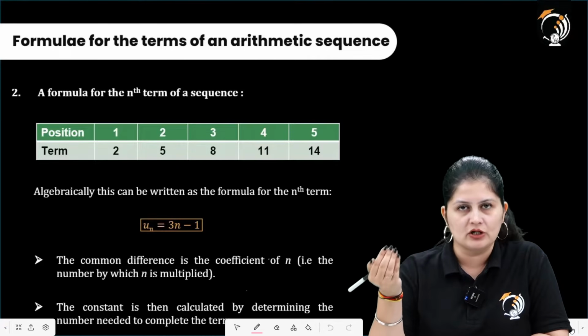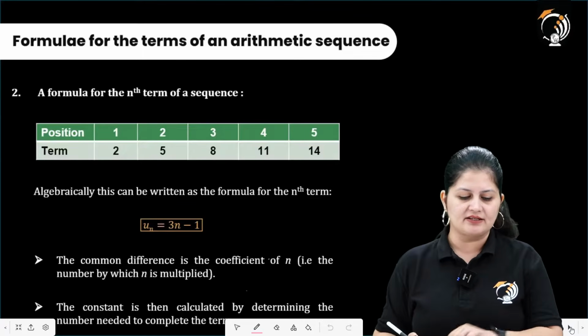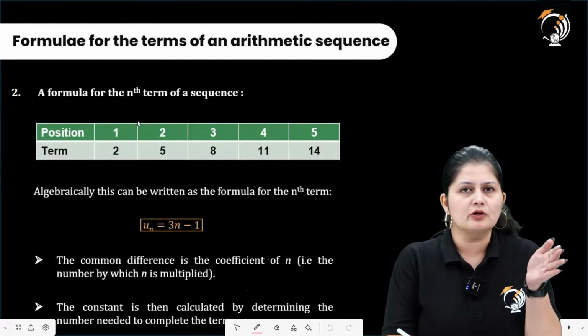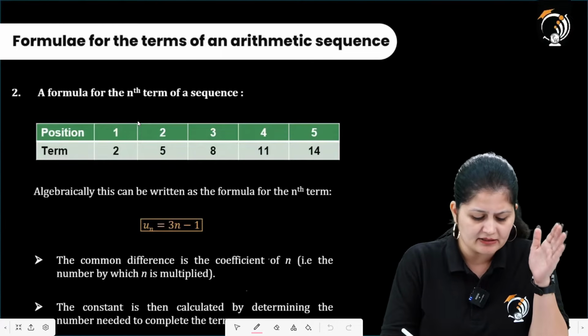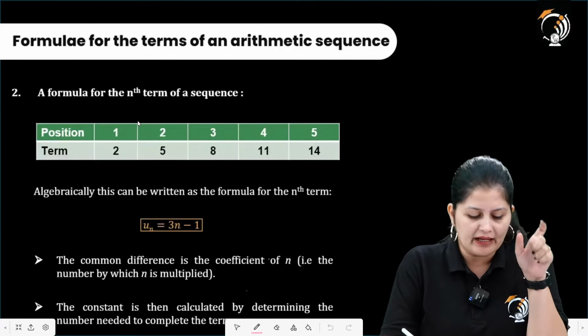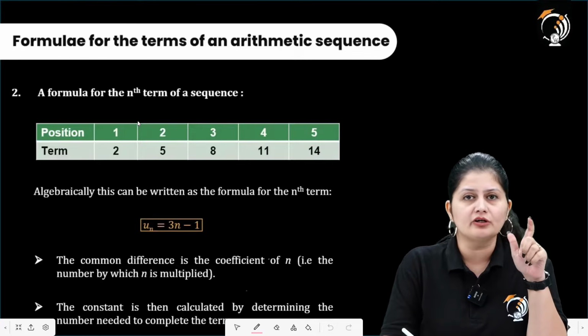Okay, so let's understand this here. When n is equal to 1, or when we are talking about the first position, the value of the term is 2. When n is equal to 2, the value of the term is 5.